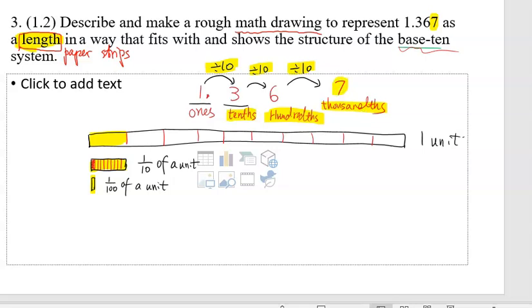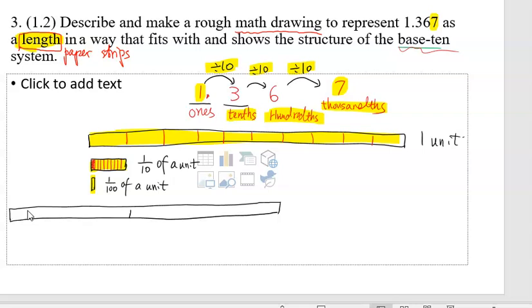So with this, we need to know we have, in the ones place, just the 1. So I just need to take this whole piece, which is 1 unit. So I'm going to take this whole long piece right here. Maybe I should move it a little to the left because I have to add more. I think this is about the same now. Okay, so this is the first long piece here.